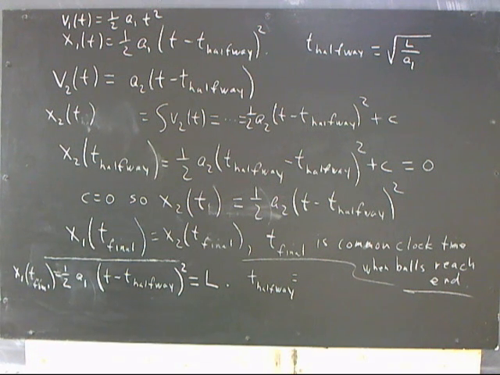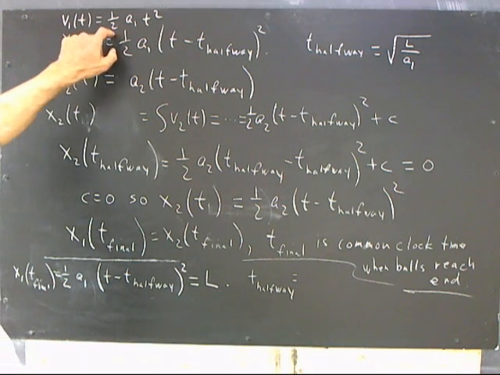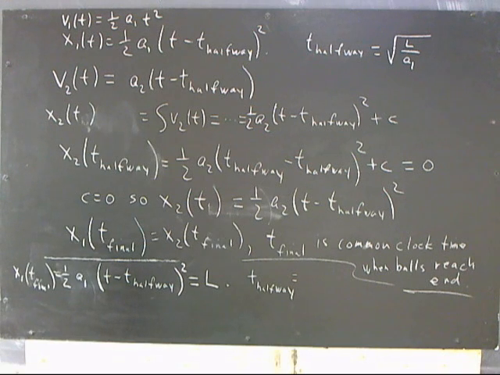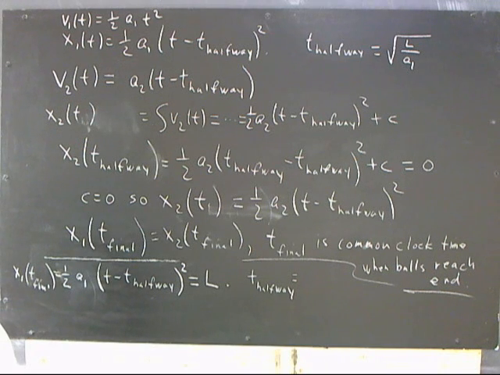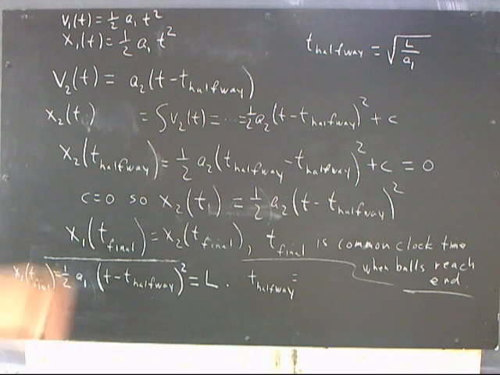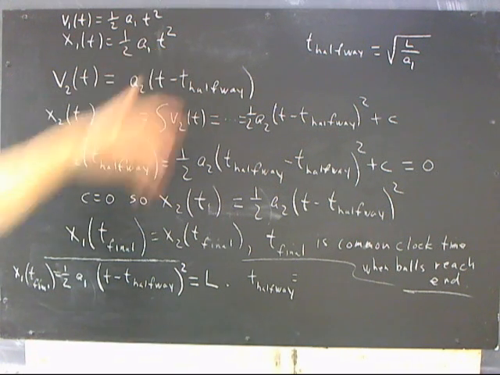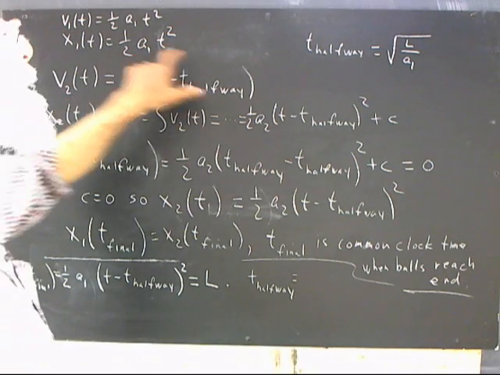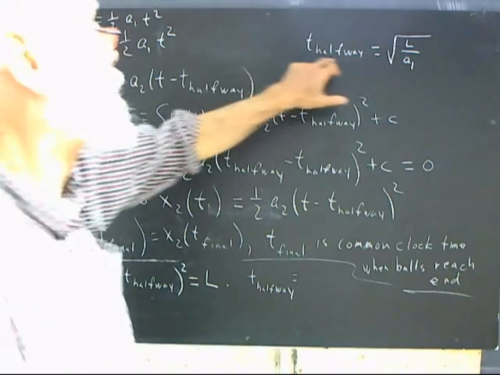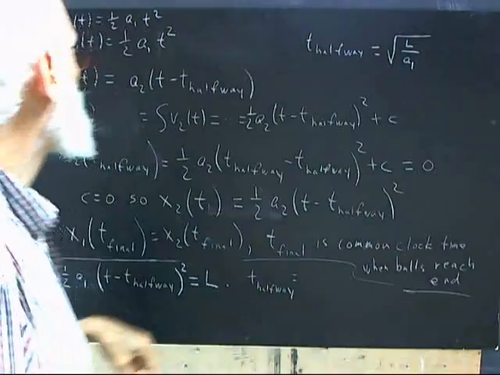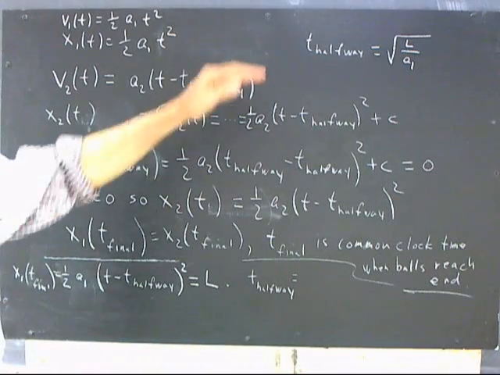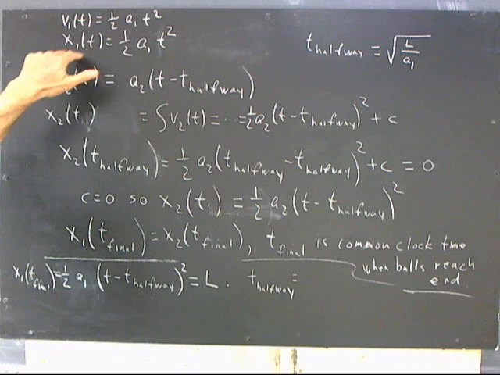Okay, continuing the last video, where are we at this point? We know that x1 of t is 1/2 a1t squared. We've used this, setting it equal to L over 2, to find that t halfway is the square root of L over a1. So t halfway is just another quantity that we will have determined, or can have determined, at any point after obtaining x1 of t.